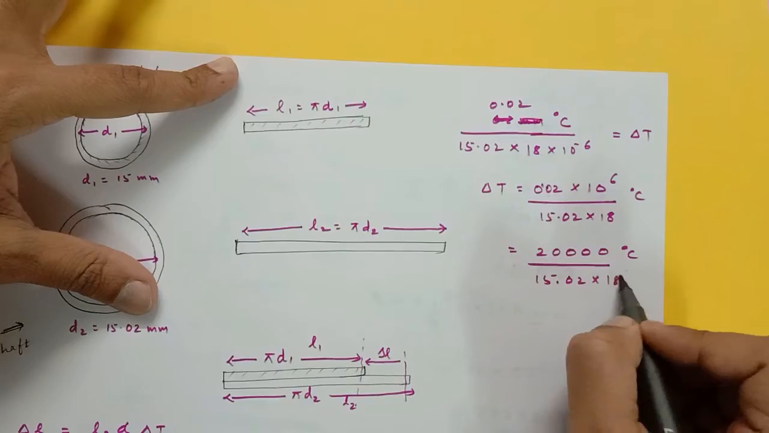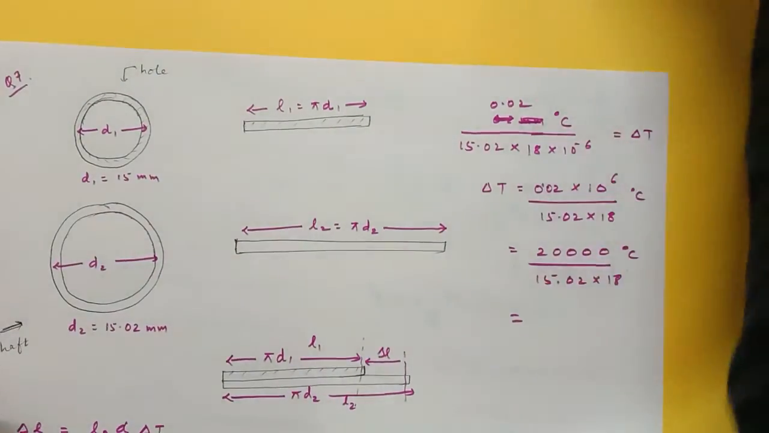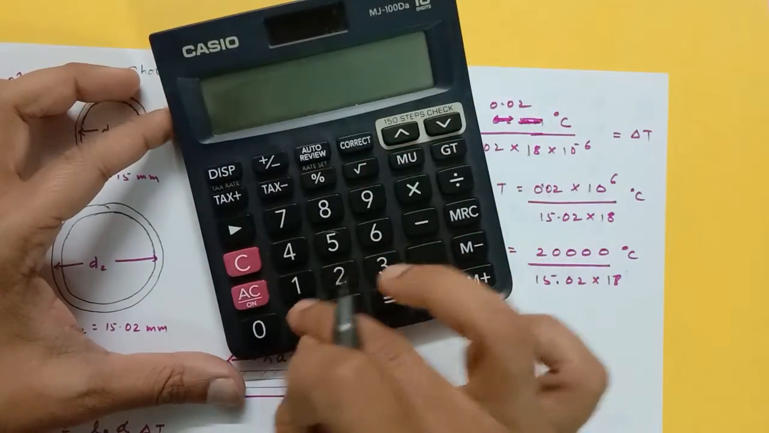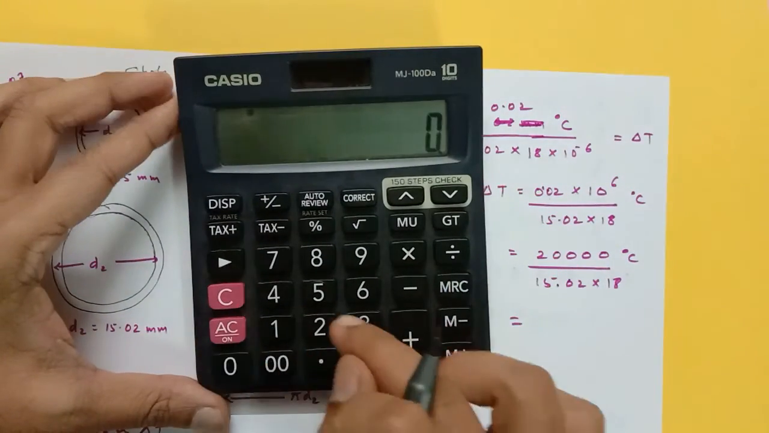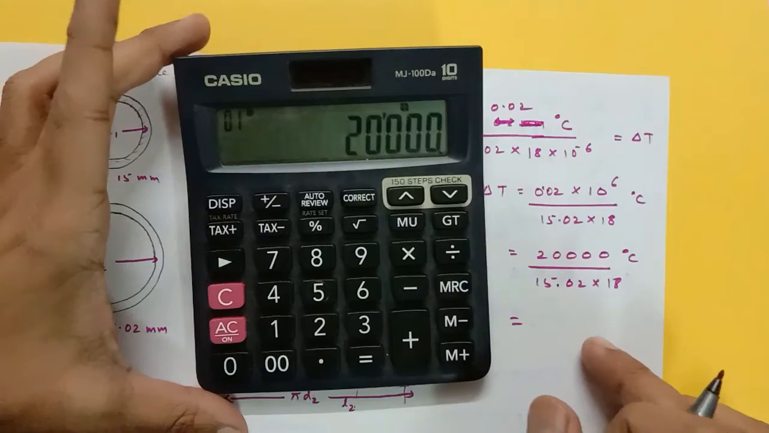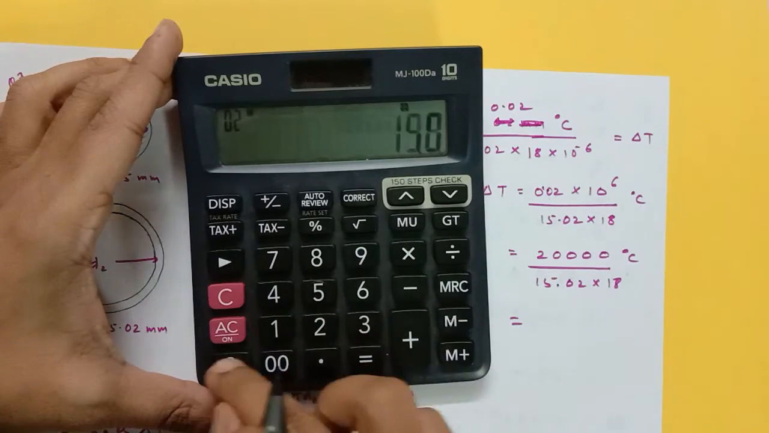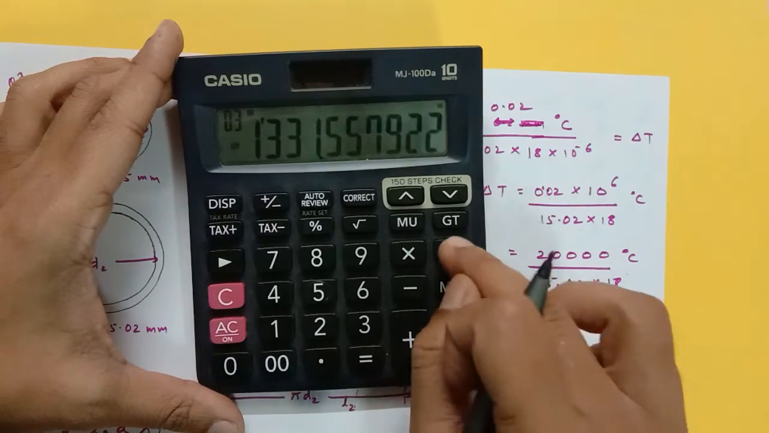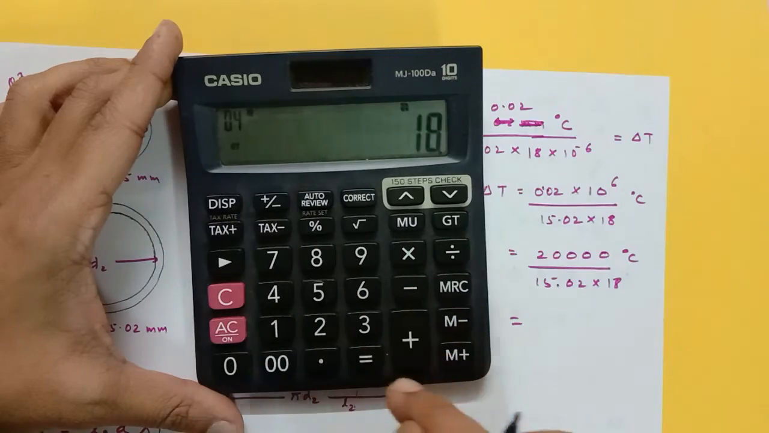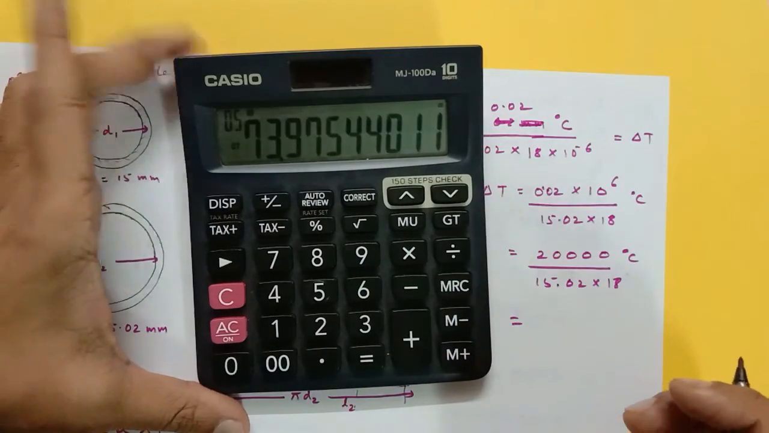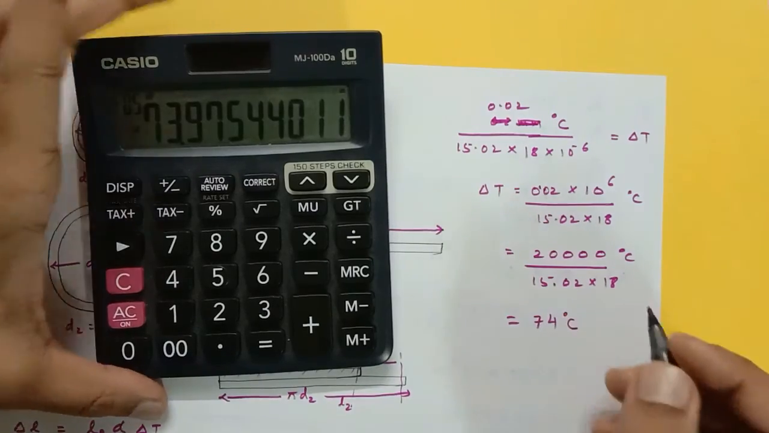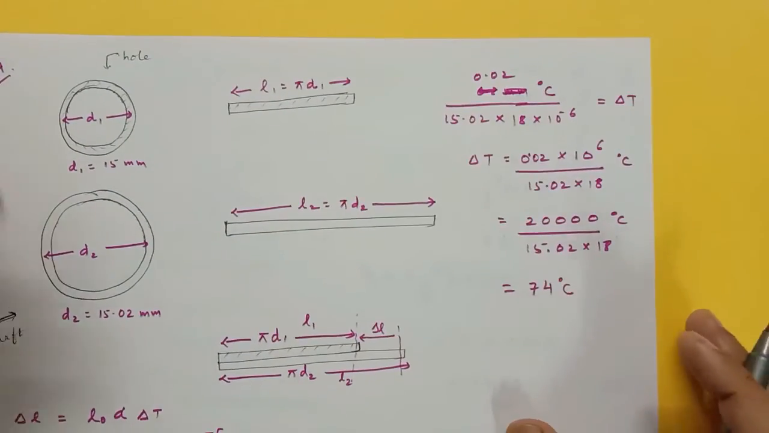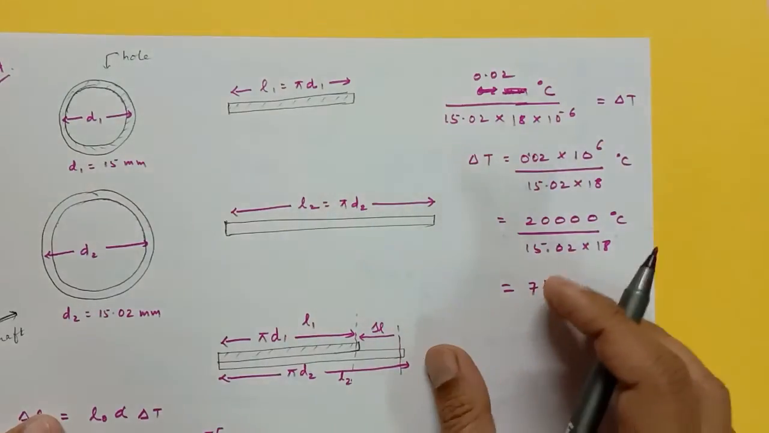15.02 into 18. So let us find out this. 20,000 divided by 15.02 is equal to, again divided by 18. So my answer is 73.9. So approximately this can be written as 74 degrees Celsius. That is the rise in the temperature. I'm sorry, this is the cooling down the temperature.